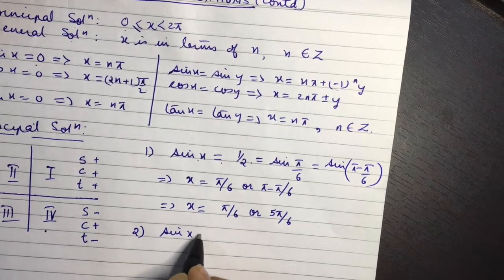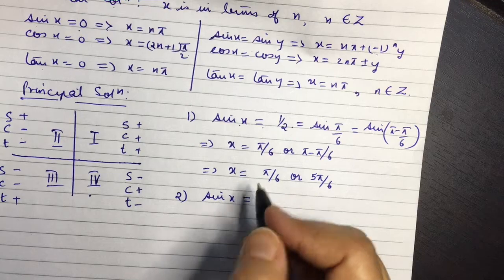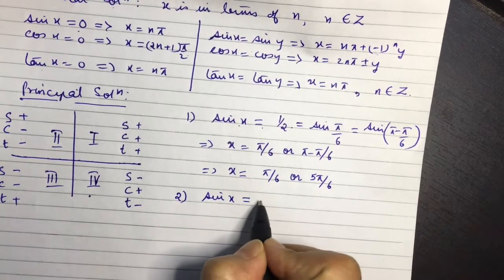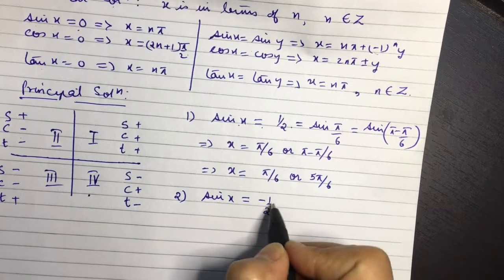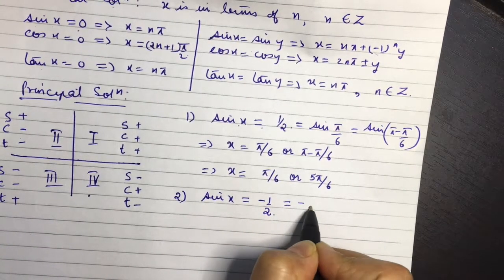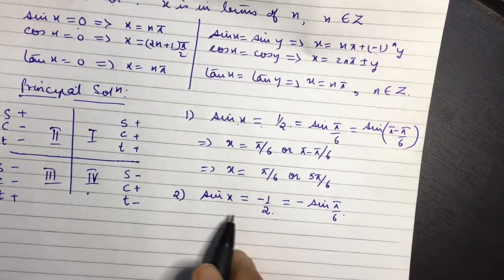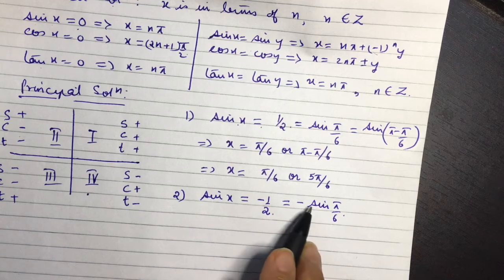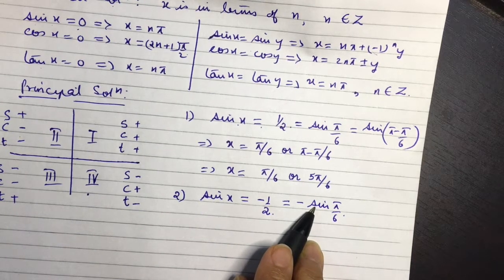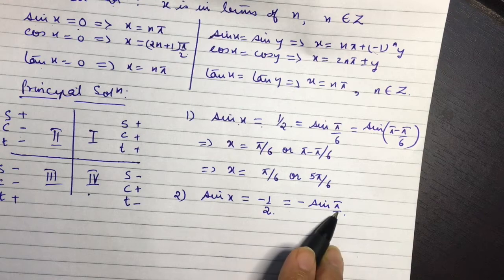Now suppose let me take up some negative value of sine. So let me see how to deal with a negative value of sine. Let me take minus half. Now this is equal to minus of sine pi by 6. Now I can't compare a sine with a negative sign. So I have to first of all absorb this negative sign within this angle.